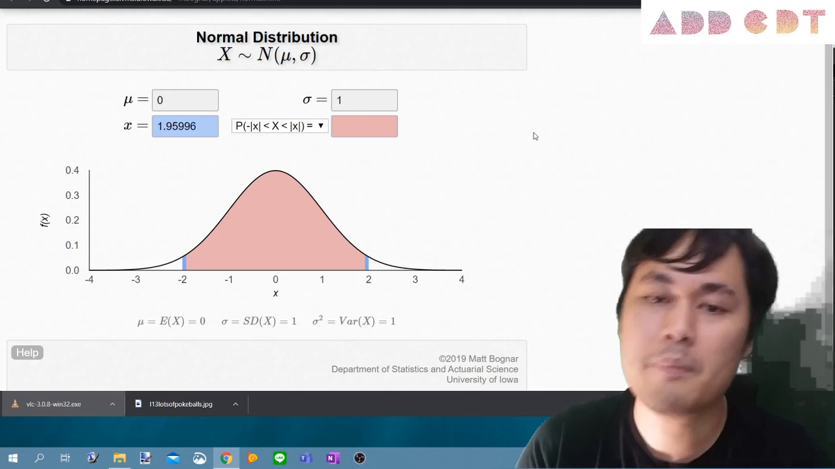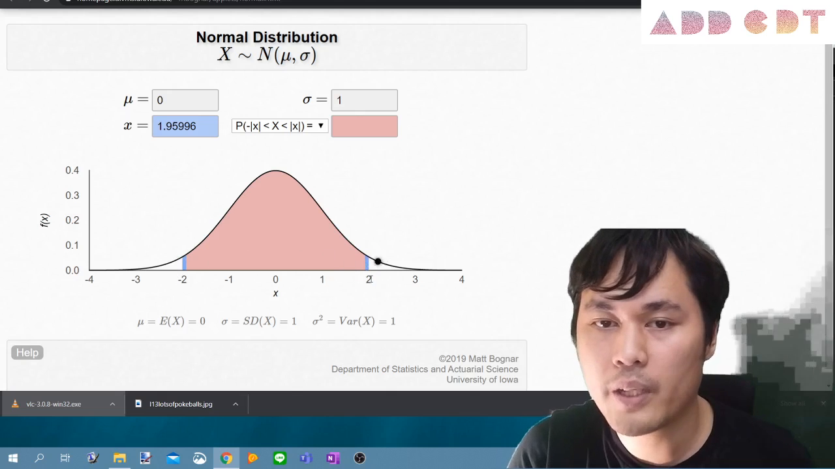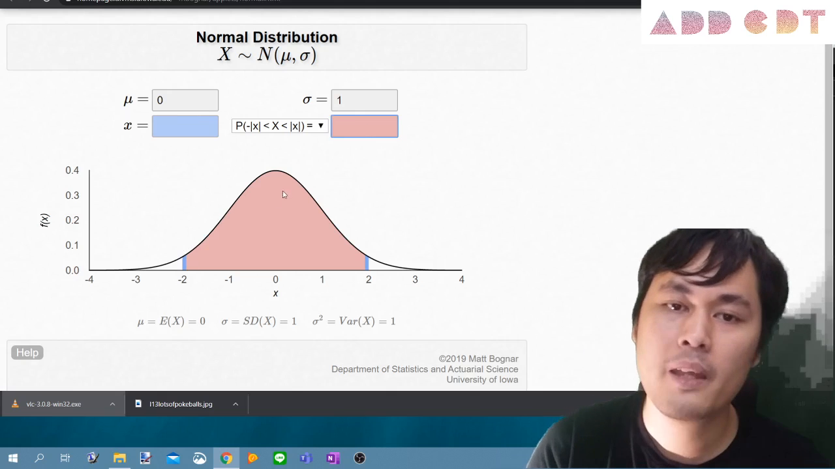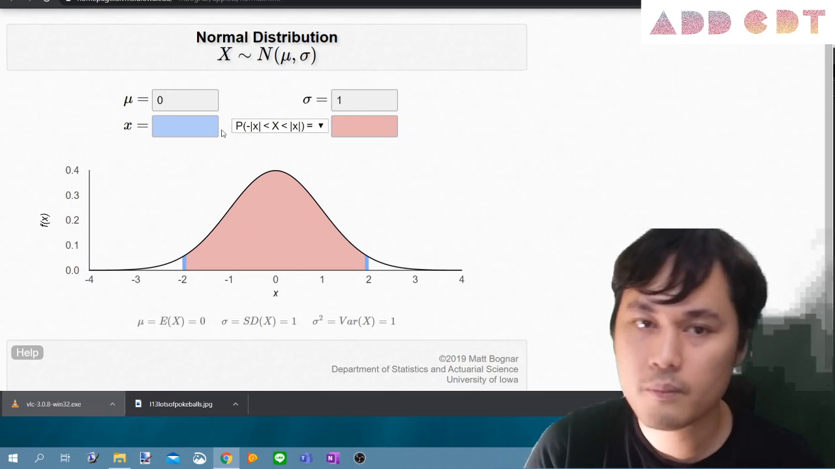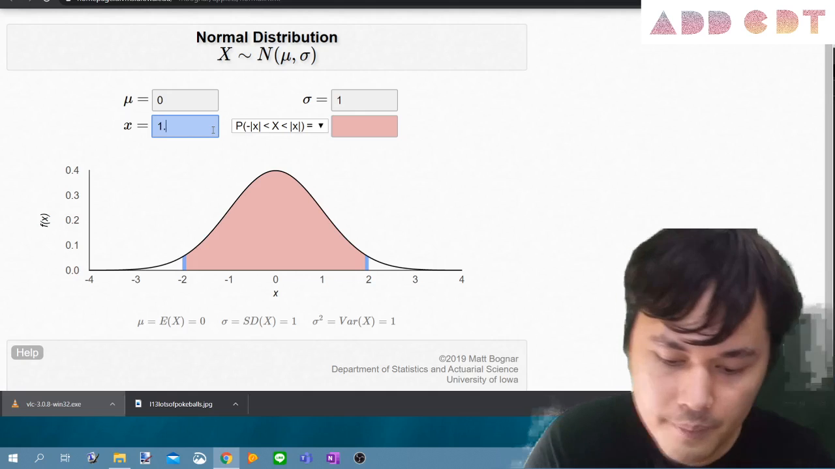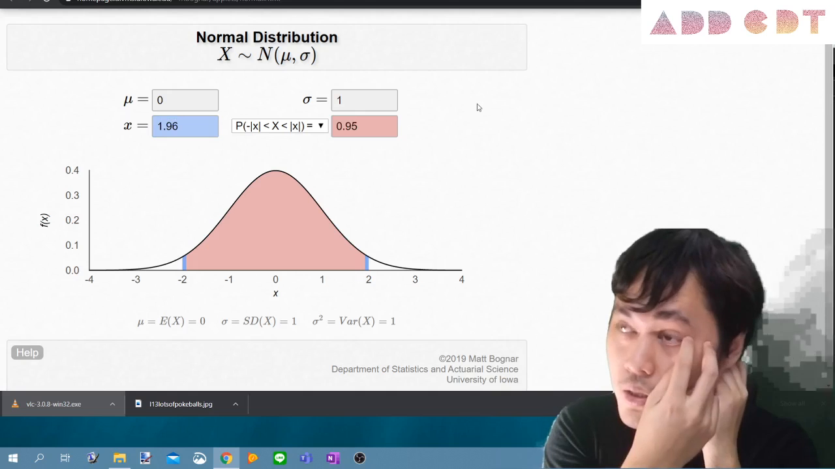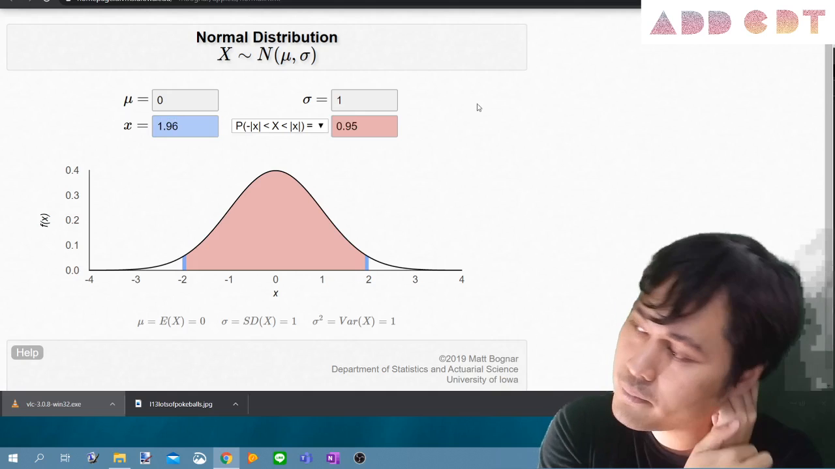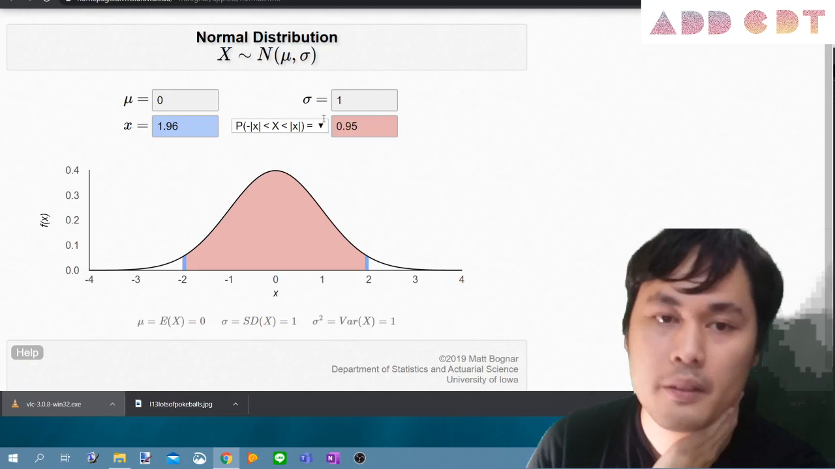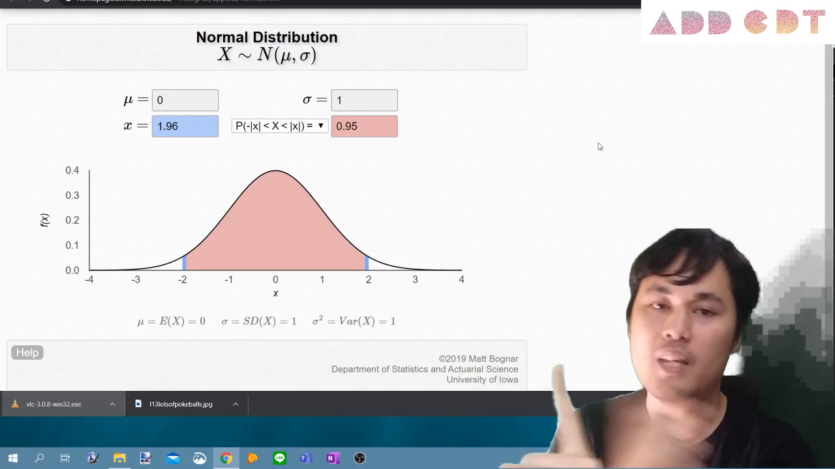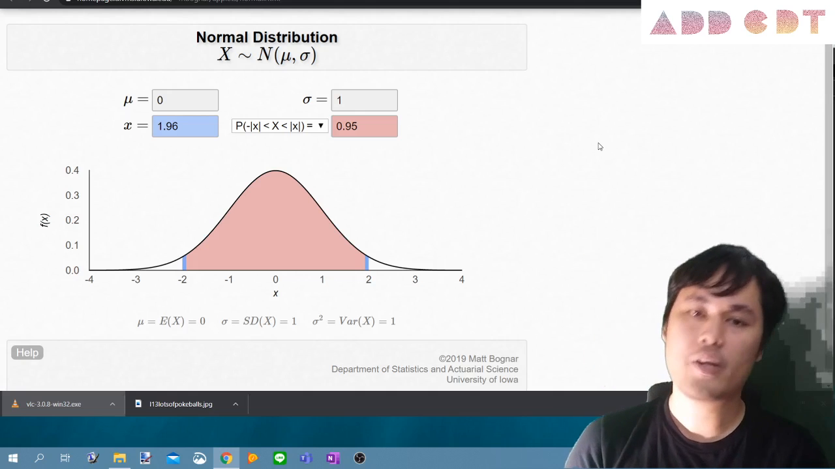And so that means if these two endpoints are about 1.96 and minus 1.96, then the red area, the total area here, is about 0.95. Or again, we can translate that back to the vocabulary of probability: if we allowed the error to be about 1.96, then we have a 95% chance to be correct.